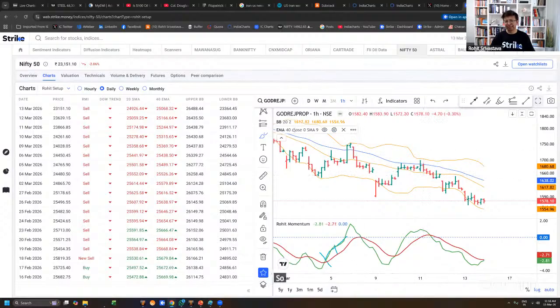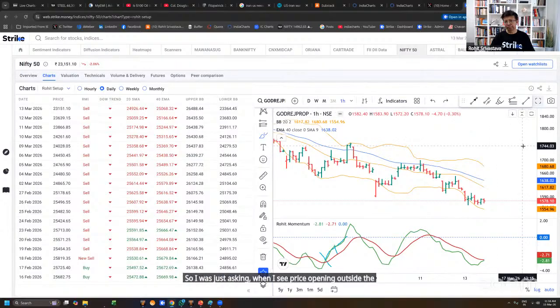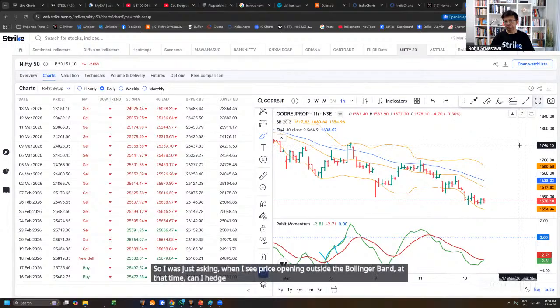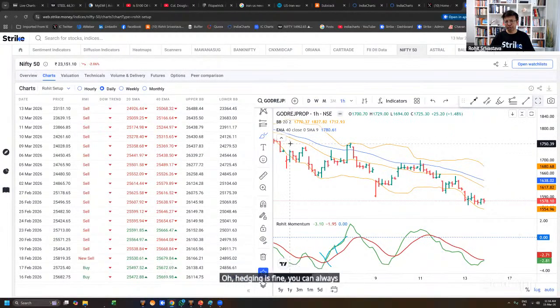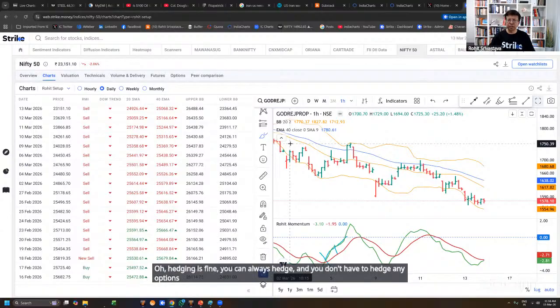So I was just asking, when I see a price opening outside the Bollinger Band, at that time can I hedge it because a bounce may come after that? No, hedging is fine. You can always hedge, and you don't have to hedge equally in options. You can do it with a smaller quantity.